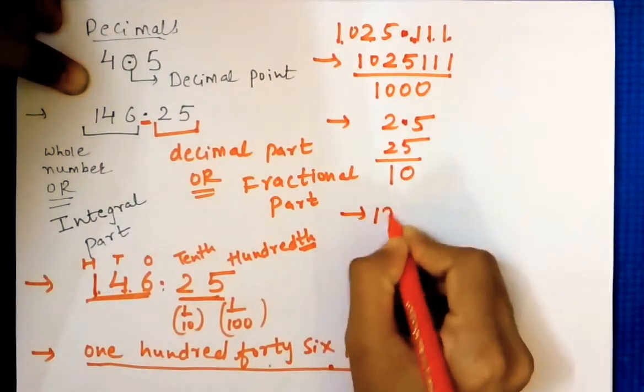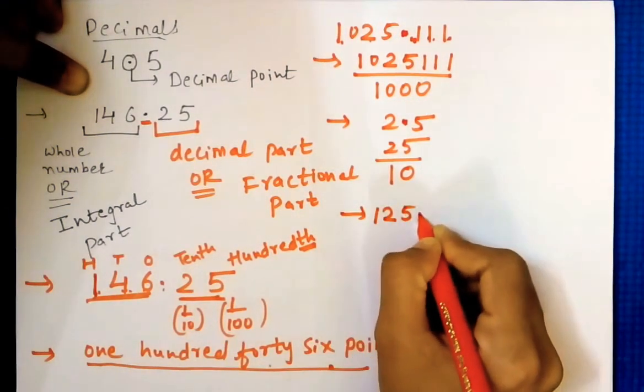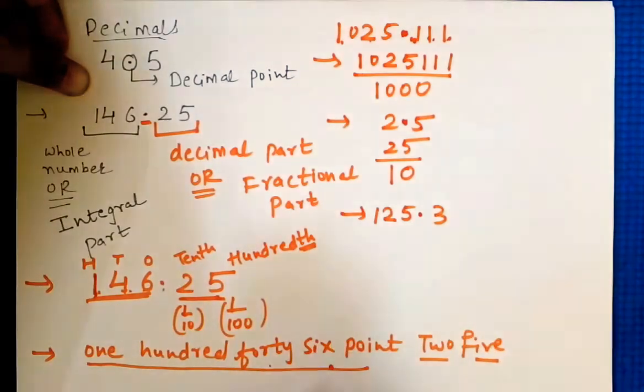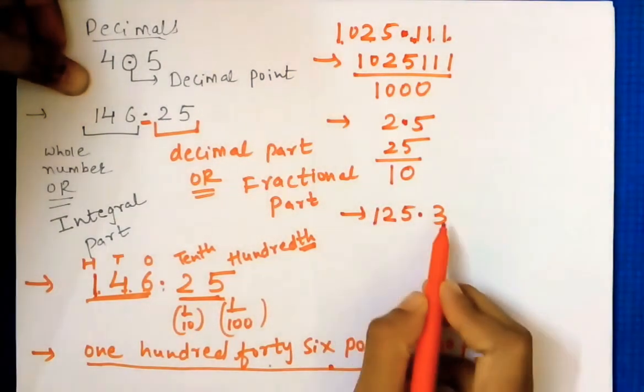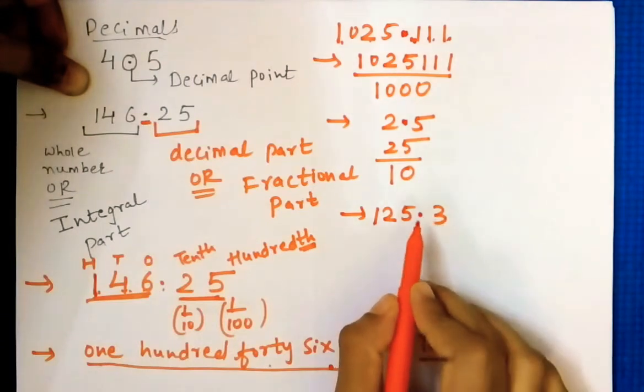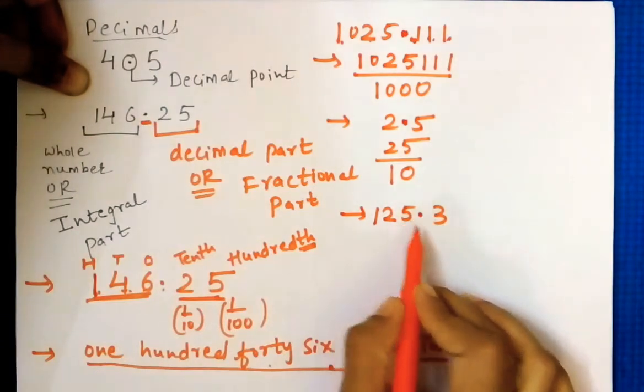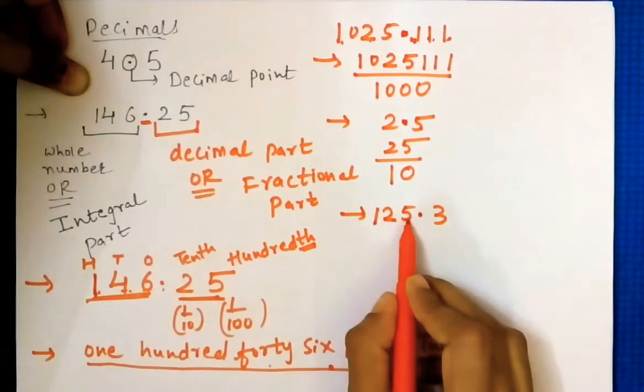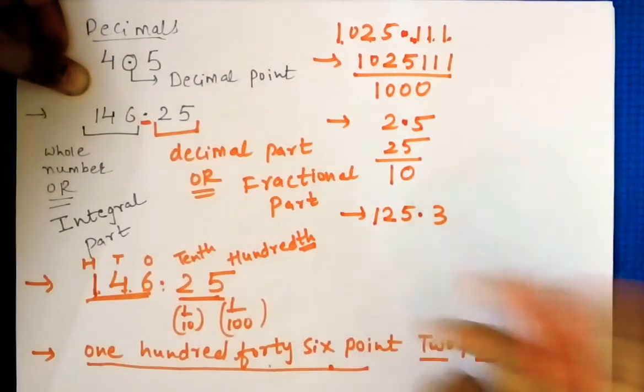Let us take one more example. Suppose it is 125.3, so the point is again after 1 digit. Some students make a mistake, they see from the left side that 1, 2 and 3, so the point is after 3 digits. No, that is wrong.